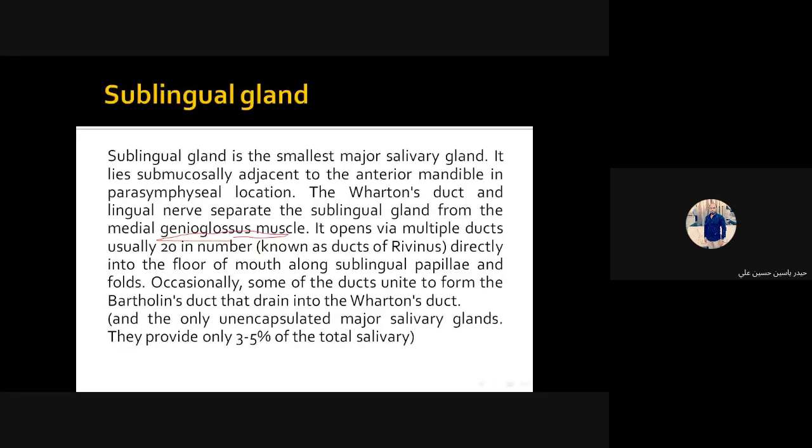It's very important because it is going to open through multiple ducts, sometimes about 20, called the ducts of Rivinus, directly into the floor of the mouth along the sublingual papillae. And sometimes these ducts unite with each other to form a duct and drain into the Wharton duct. And it is the only encapsulated major salivary gland, providing 3 to 5 percent of the total saliva.